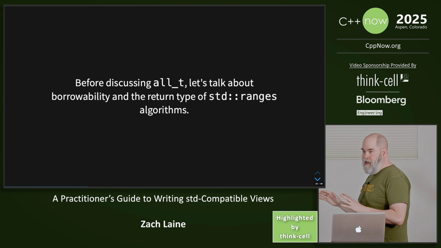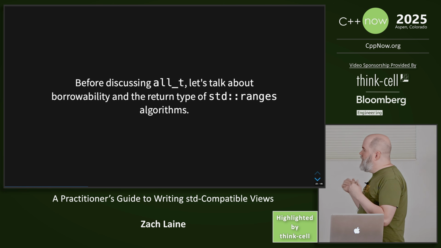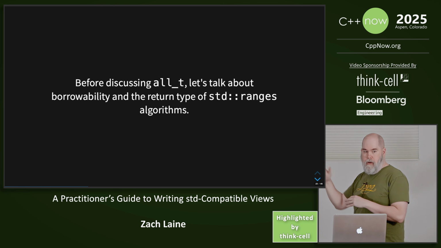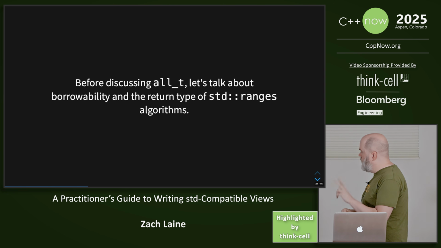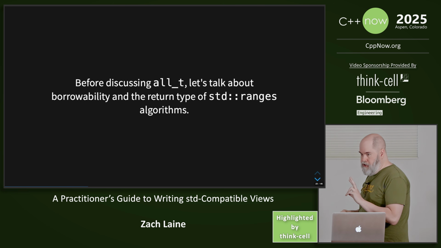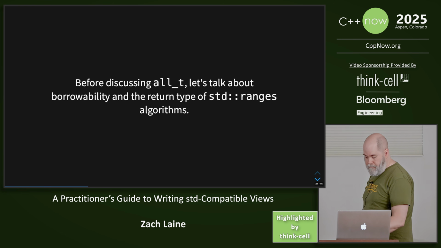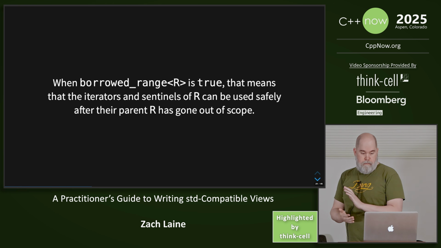We're going to talk about all t. It's really nice to back up a bit before we discuss all t itself and talk about a couple of items that help with intuition for what all t is, why it works that way, and why views do things in terms of all t. So first we're going to talk about borrowability, and then we're going to talk about how the std ranges algorithms handle cases of value category, the differences between L values and R values and things like that. Okay, so first of all, borrowability.